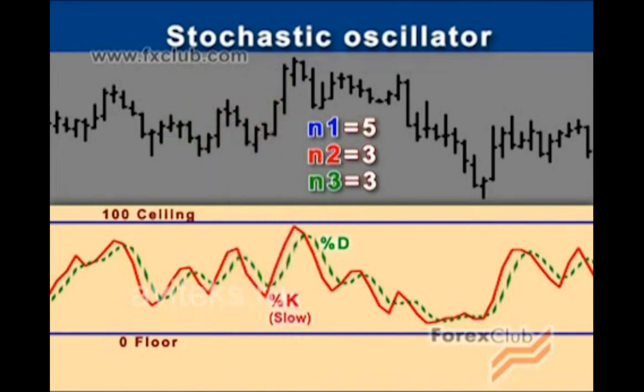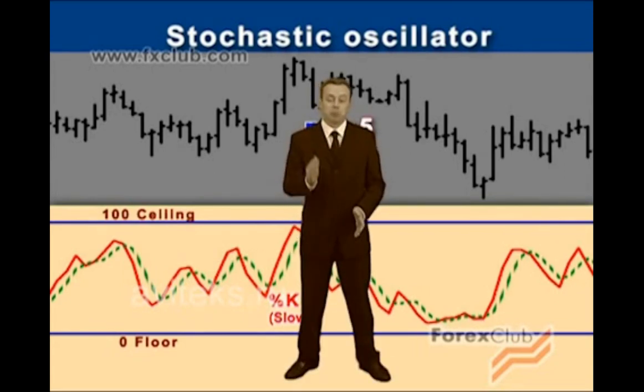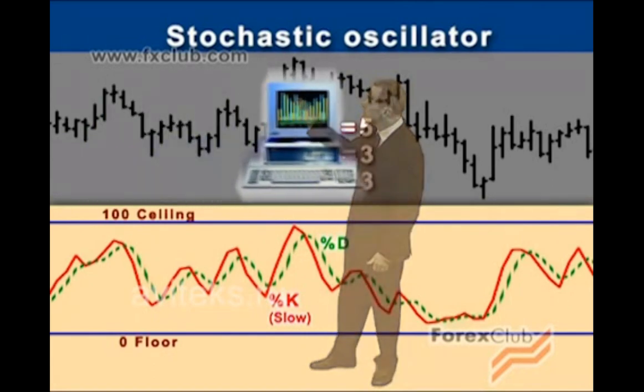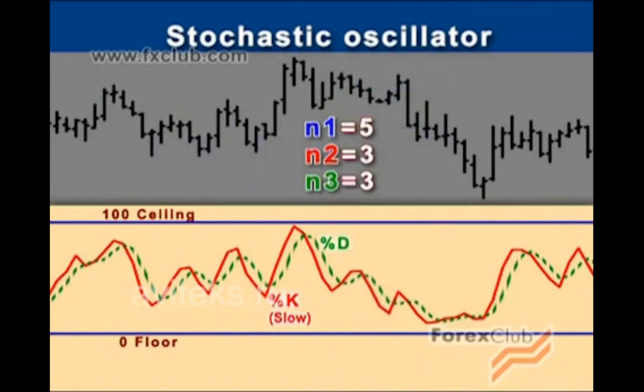So what have we got? 2 lines, a slow percentage K and percentage D. In addition to this, we have 3 time values. N1, 5 is the customary value, and N2 and N3, they're the smoothing periods. We've set them both at 3. And you can play around with them. Your computer will help you again.